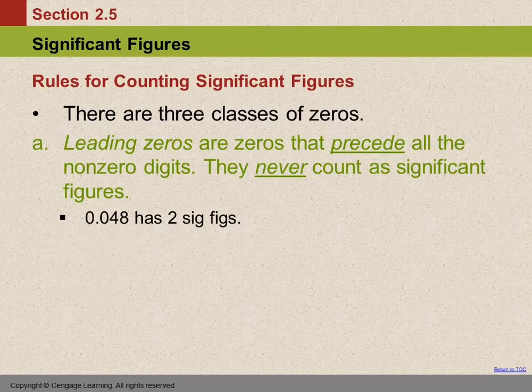0.048 has 2 significant figures, and those 2 significant figures are the 4 and the 8. The zeros are not significant. Are they important? Yes, they're important. If we don't write them, the number changes in value. So they are very important, but they're not counted as significant figures.